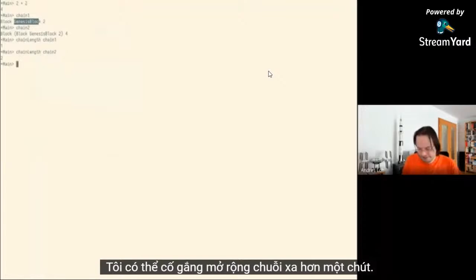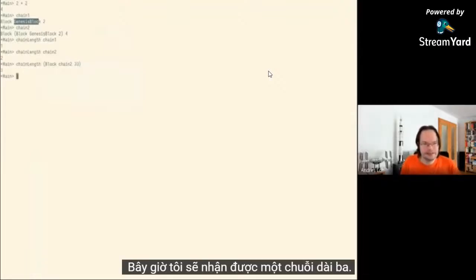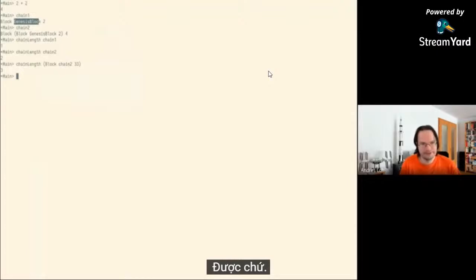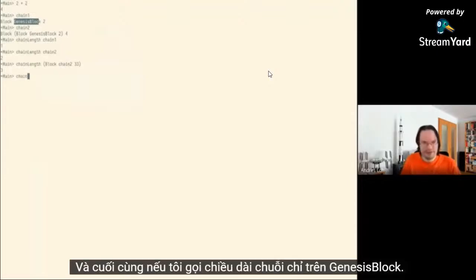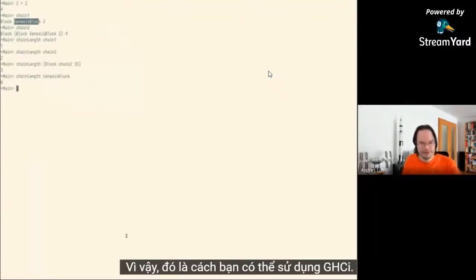I can try to extend the chain a little bit further. So if I extend chain 2 with another block containing 33, I'll get a chain of length 3. Okay. And ultimately, if I call chain length just on the Genesis block. Okay. So that is how you can use GHCi.